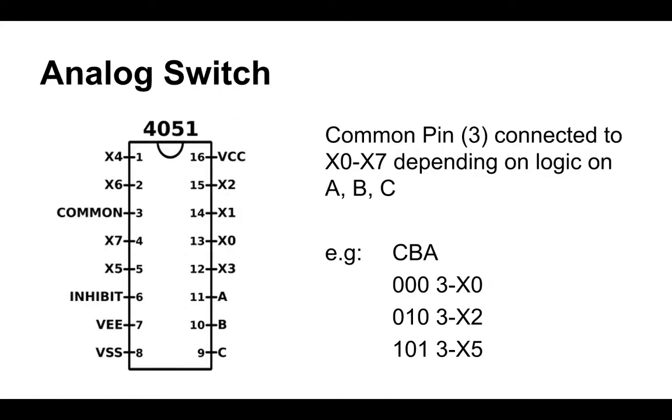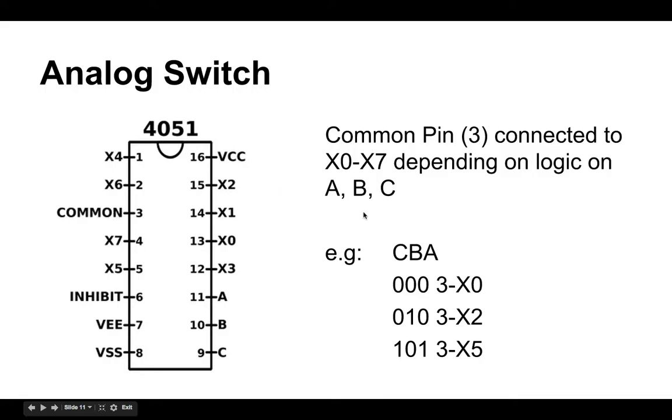So now we can use the 4051. This is a little more complicated. This is an analog switch. And this is sort of like a sequencer, although I have a sequencer chip that I prefer to this, but this can make some really interesting sounds. So on this chip we've got a common pin, pin number 3. And we've got 3 bits here on 9, 10, and 11 that we can put inputs to. Depending on what our input is, it will connect the common to any of these X pins.